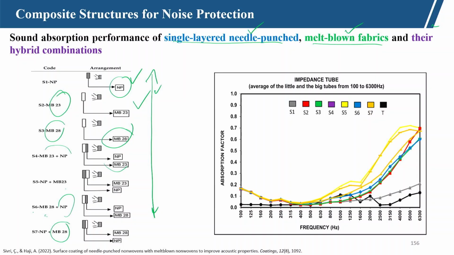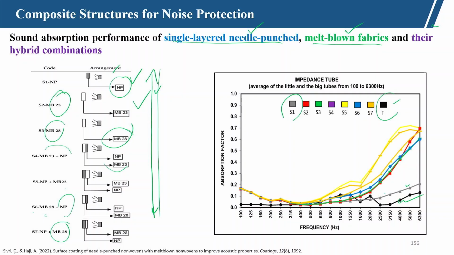Now, we can see here the black is the normal, without any treatment, that is the standard base. Now, S1 is having very low sound absorption, that is only nonwoven.